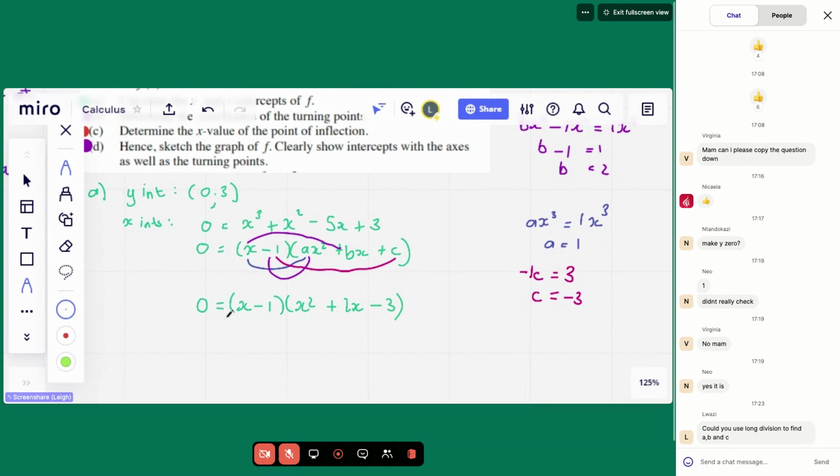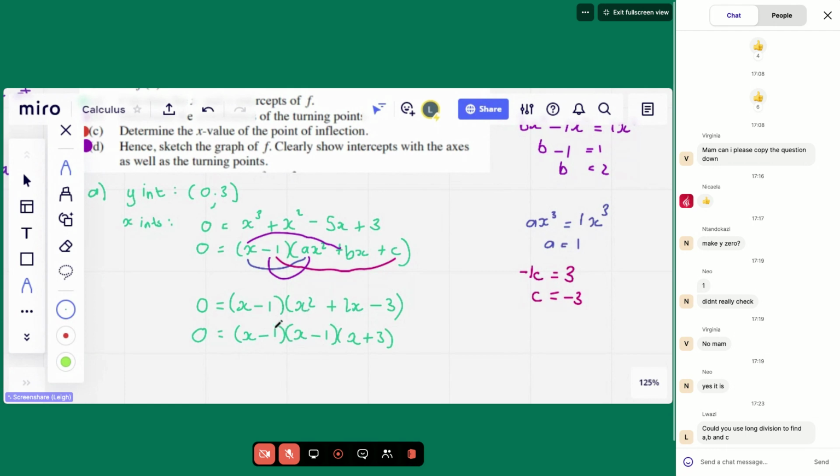The other thing that's really important here is that it has to be equal to 0. If you end up factorizing and it's not equal to 0, you're going to lose an accuracy mark, okay, because we are solving for the x-intercept, so it does have to be equal to 0. And then we're going to factorize the resulting trinomial over here. So this is going to end up being x minus 1 times x plus 3.